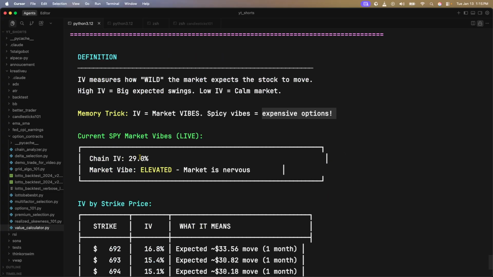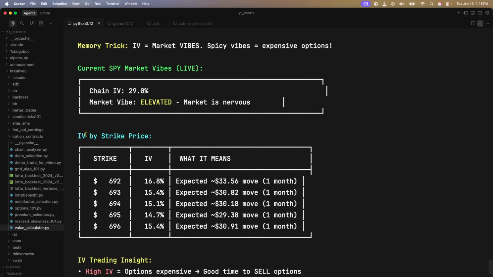So currently we have the IV chain sitting at 29%. This is super elevated. The market is nervous right now. It's on pins and needles, trying to figure out what's going on. Is there something we should be cautious or worried about? So currently the market is sitting kind of expensive, and option contracts are going to be a bit expensive to get into.